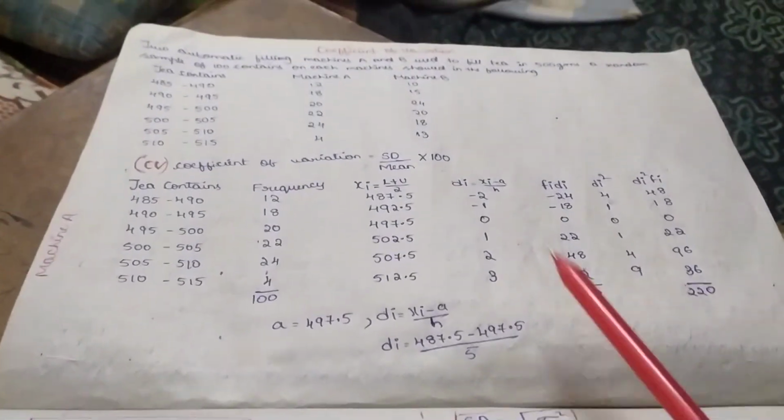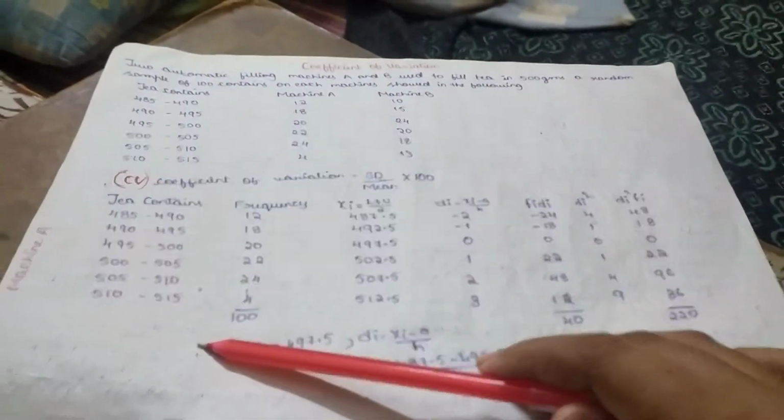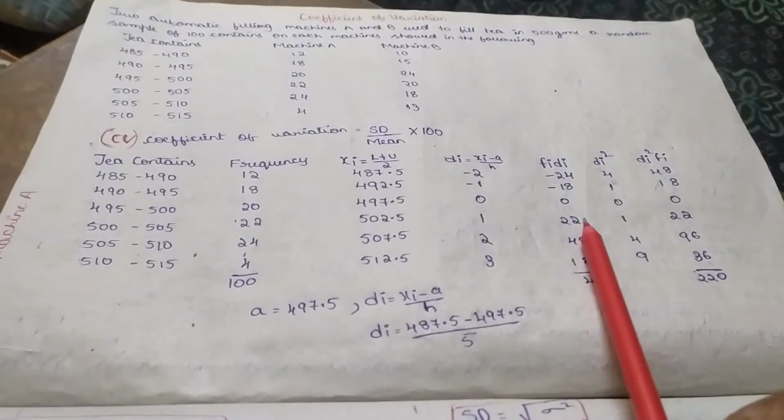Now we are going to do machine B. The same process, but for machine B these values are different. In the frequency place we'll change the values, and the same columns will be repeated.